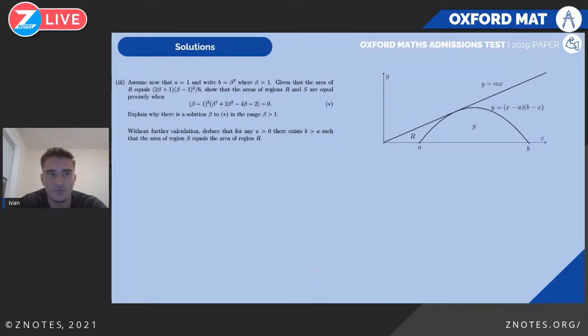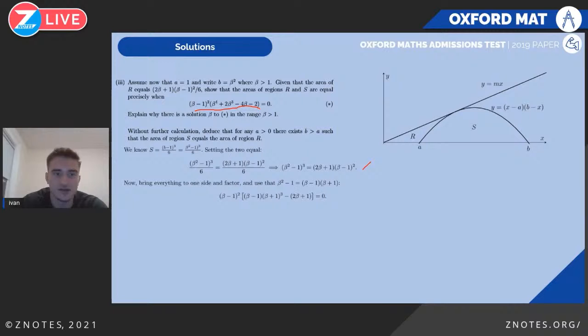Okay. So now you have to assume that a equals 1 and b equals beta squared. Given that the area of R is (2 beta plus 1)(beta minus 1) squared on 6, show that the areas of R and S are equal precisely when this equation happens. This is not too tricky.